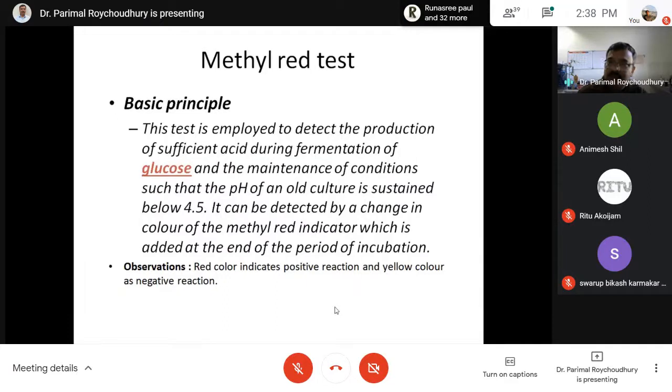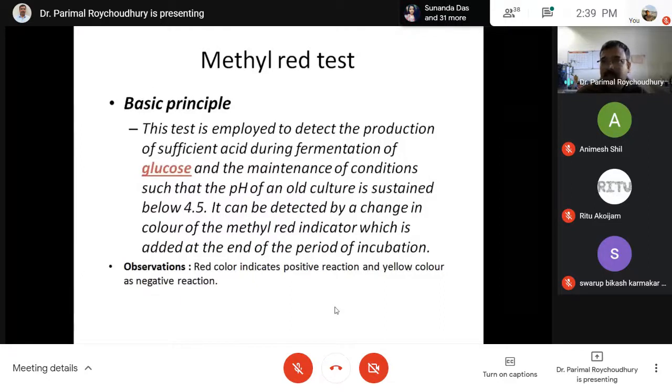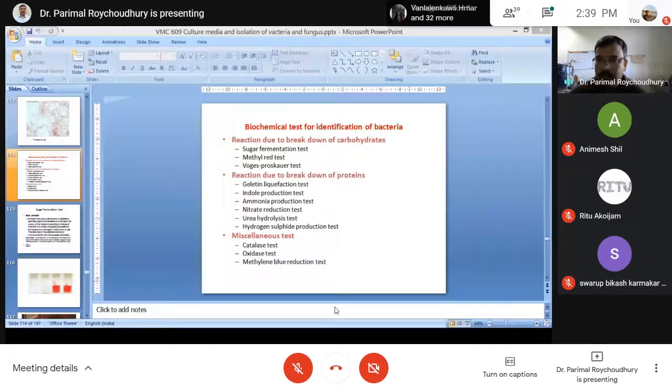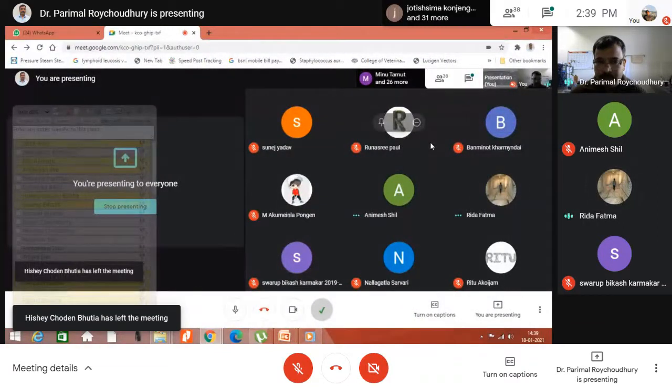Maybe it remains at 5.5 or something less than that, but not down to 4.5. So those organisms which are able to ferment glucose and produce a pH of 4.5 and below can be detected by this particular test. Here we use a pH indicator which is called the methyl red reagent. This methyl red reagent produces red color at a pH below 4.5, and above it produces yellow color.